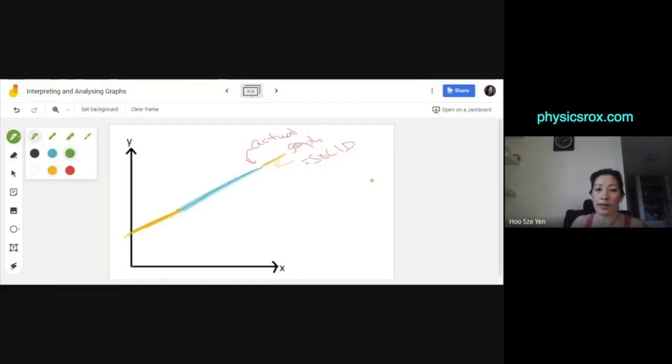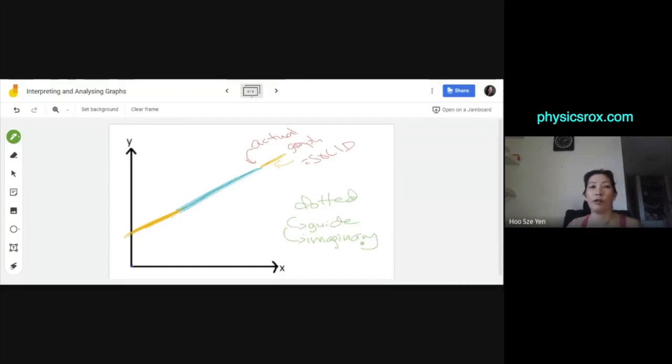Now, when to draw dotted lines? Dotted lines are drawn when they are guidelines or they are imaginary lines. Example, if you're going to look up a value, question asks, when x equals 2, how much is y? Then let's say this is 1, 2, then you are looking up. When you are looking up values, this line is not part of the graph, then you draw dotted lines because it's your guideline. You are using this line to help you find the value of y. Then you use dotted lines.